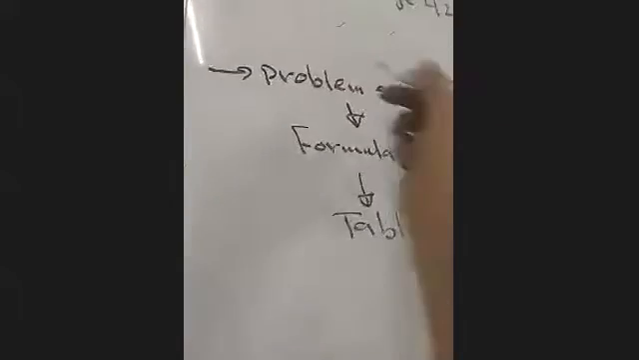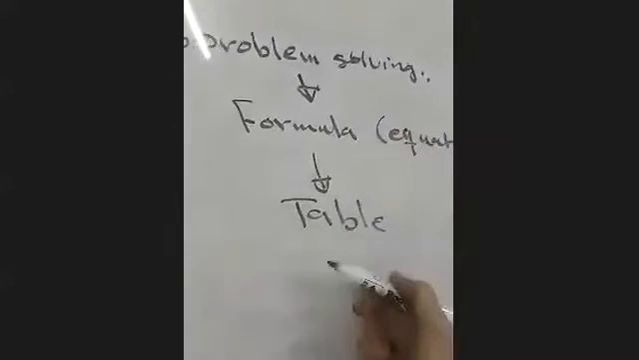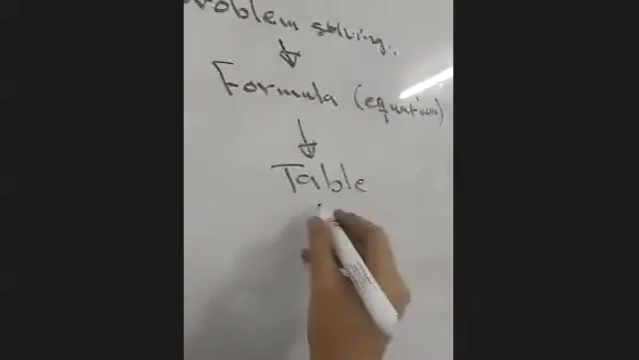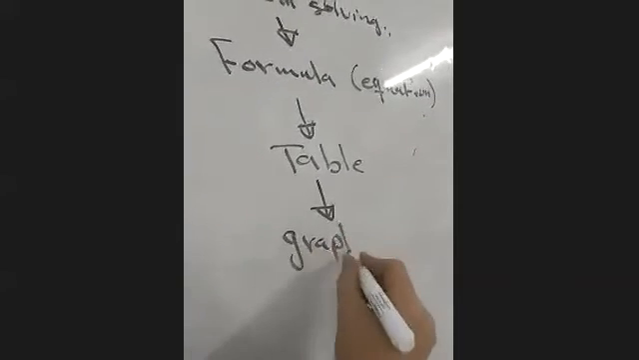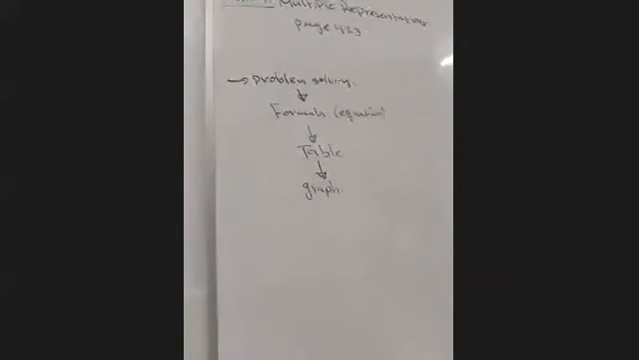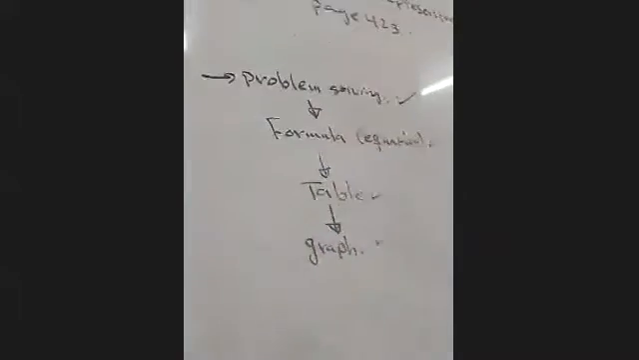So we have the question. From the question, we have formula. From the formula, we have table. And from the table, we make a graph. These four ideas, guys, we call them representations. So we have four representations.